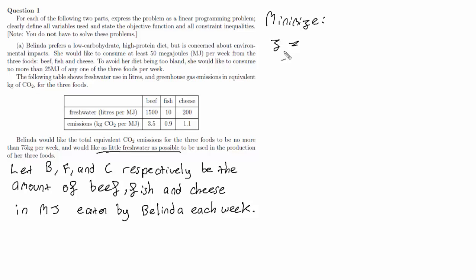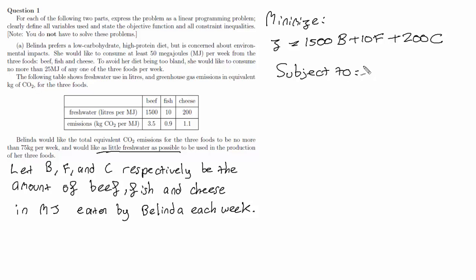So Z is equal to, so we take it from this row from the table. The table in this question is very helpful. So Z equals 1500 B for beef plus 10 F for fish plus 200 C for cheese. Now we need to determine what our constraints are. So we'll say our problem is subject to. I like to work from top to bottom.